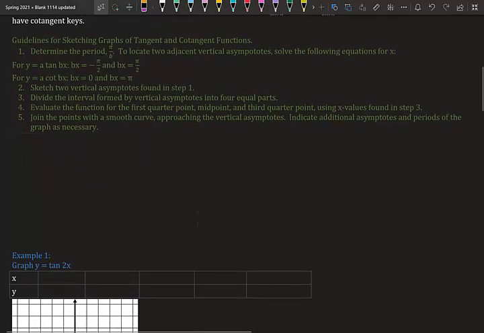All right, how do we graph tangent and cotangent? Determine the period, which is pi over b, and locate two adjacent vertical asymptotes by solving the following equations for x. For y equals tan bx, bx equals negative pi over 2 and bx equals pi over 2. For cotangent bx, you have bx equals 0 and bx equals pi. So you find your period and your vertical asymptotes. Your second step is to sketch your vertical asymptotes. Then we find the intervals formed by the vertical asymptotes. We evaluate the quarter points between the vertical asymptotes, and then we join the points with a smooth curve. We always approach the vertical asymptote, we never cross it.